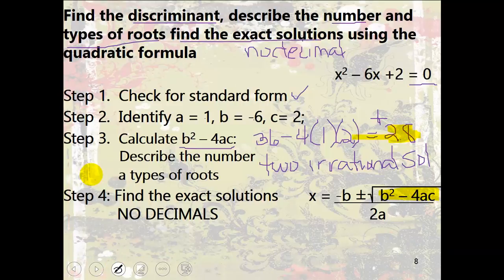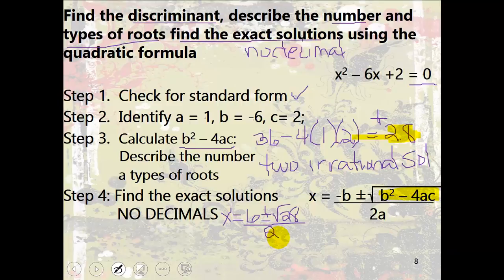So we're going to go x equals the opposite of -6, so that's +6 plus or minus the square root of 28 all over 2 times 1, which is 2. Don't forget that. A lot of students will forget to actually multiply by a, because so often it's a 1.